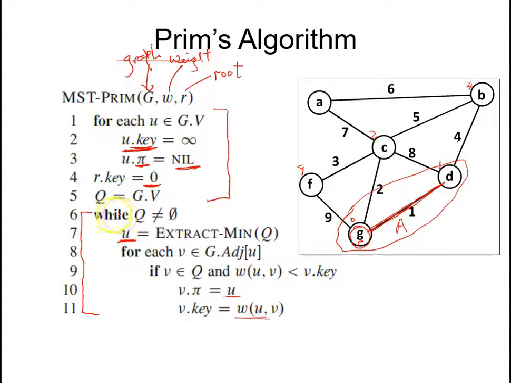Okay. Now, once we've processed all the adjacencies for D, we go back to line 6, the queue is not empty. We extract the minimum, and you'd notice the key values that we now have are 4, 2, 9, and infinity. Okay, the minimum is this. So now C is going to pop out of the priority queue.